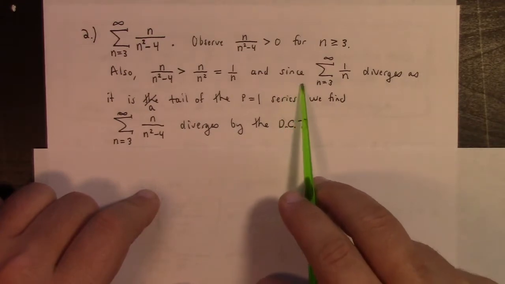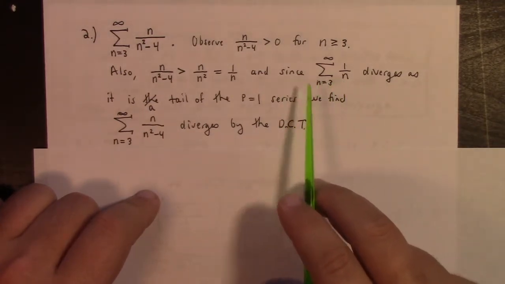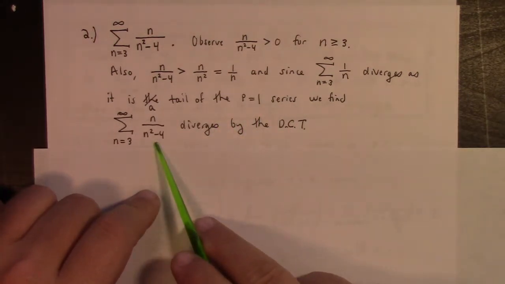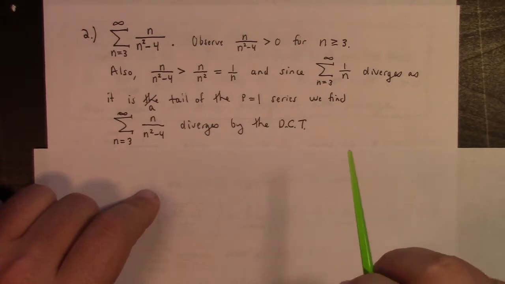So, since the sum from n equals 3 to infinity of 1 over n diverges, it's the tail of the p equals 1 series, we find that this sum from n equals 3 to infinity of n over n squared minus 4 diverges by direct comparison test. All right?